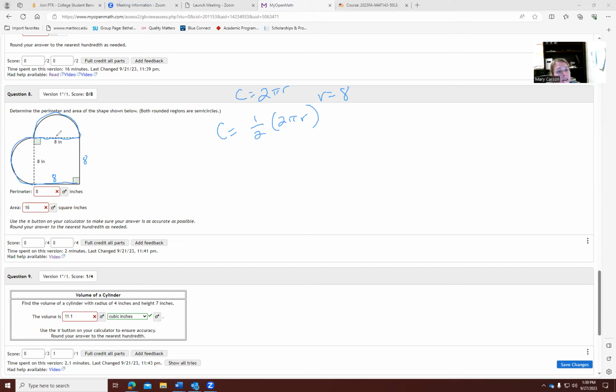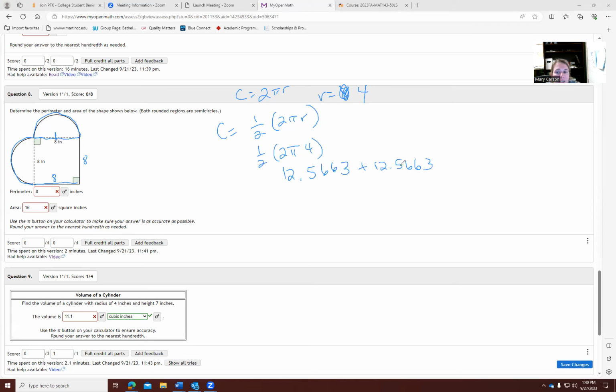Our radius is half of this. Sorry, 8 is the diameter, so our radius is going to be 4. So you're going to do 1/2 of 2 times pi times 4. It's 2 times pi times 4, then divide that by 2, and that gives you 12.5663. And we have 2 of those, so I'm going to do that twice.